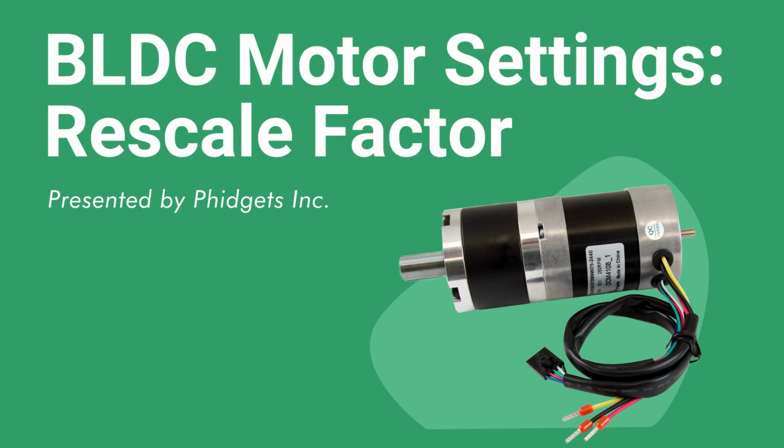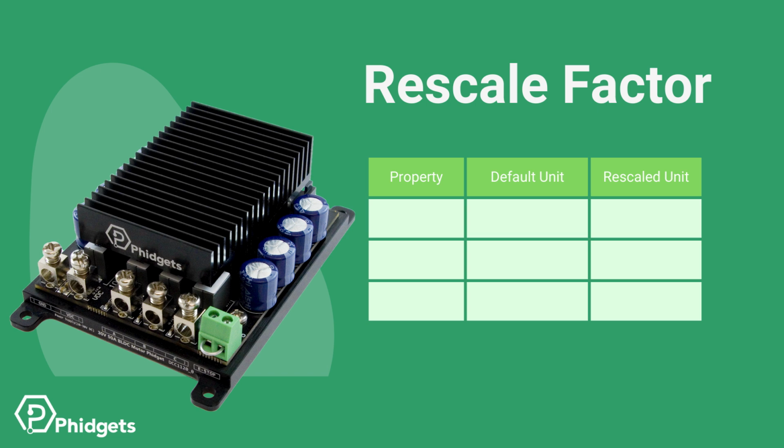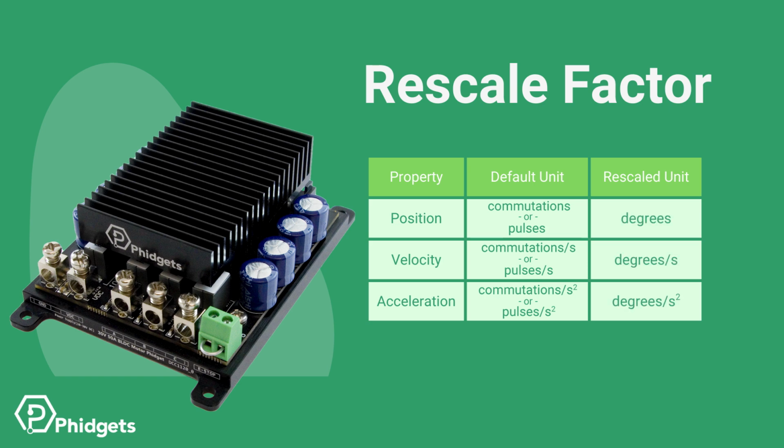In this video, we'll explain rescale factor, a property of Phidget brushless DC motor controllers. It can be used in position controller, velocity controller, and BLDC mode. Setting a rescale factor allows you to change the units of position, velocity, and acceleration from the default units of encoder pulses or Hall effect commutations to something more intuitive, like rotations or degrees.